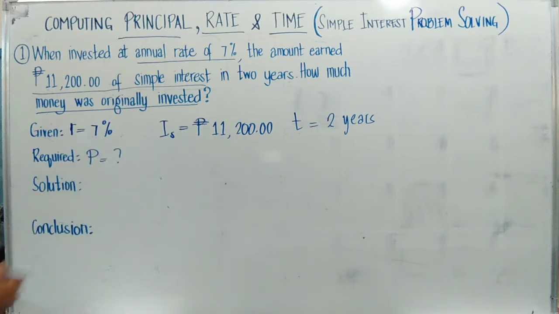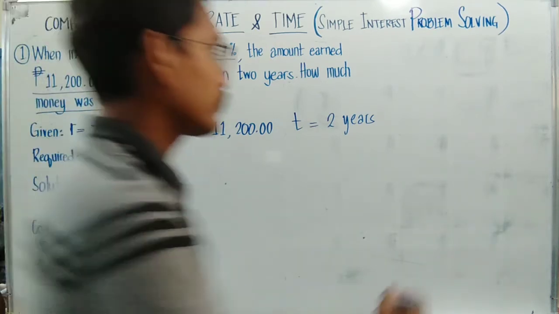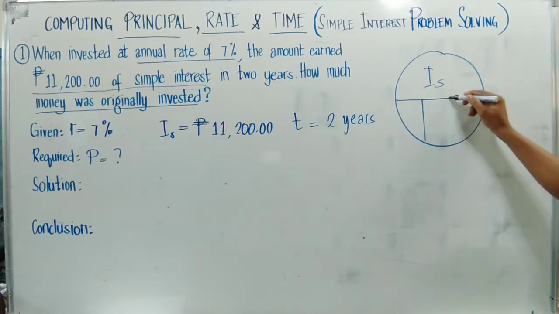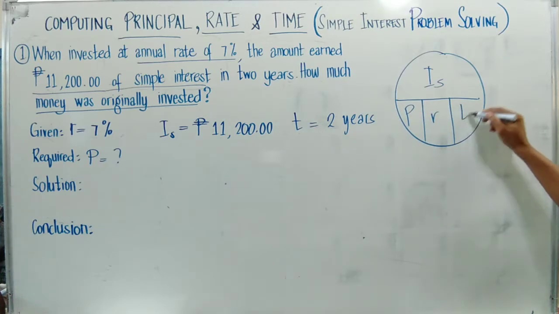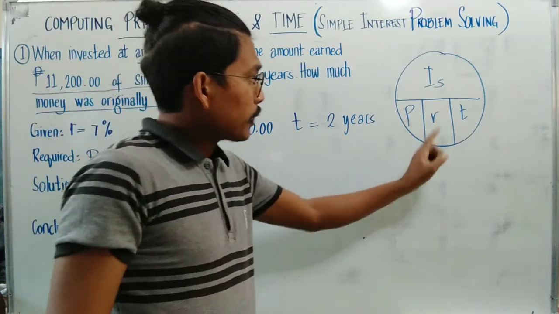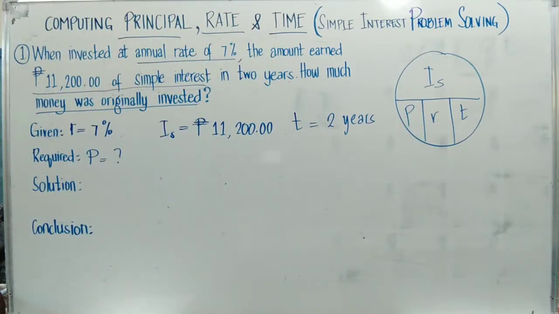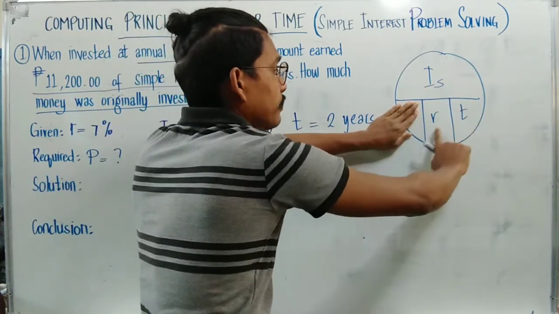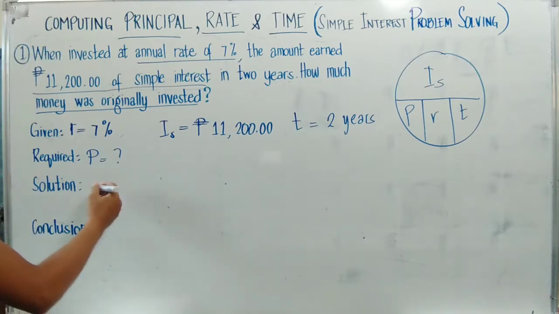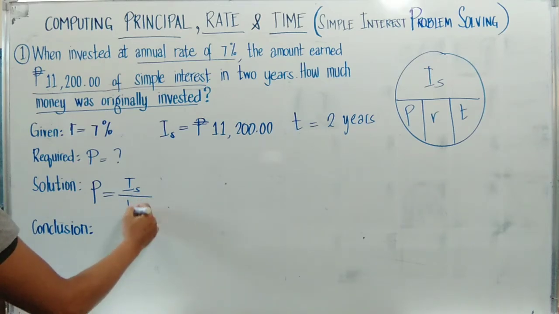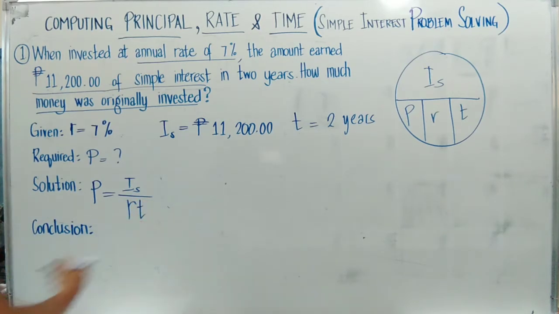For your solution, you can go back to this illustration if you forgot the formula for computing your principal, rate and time, as well as your simple interest. In this problem, we will be solving for the principal P. Covering P, we will have I sub S divided by R times T. Again, P equals I sub S over RT.